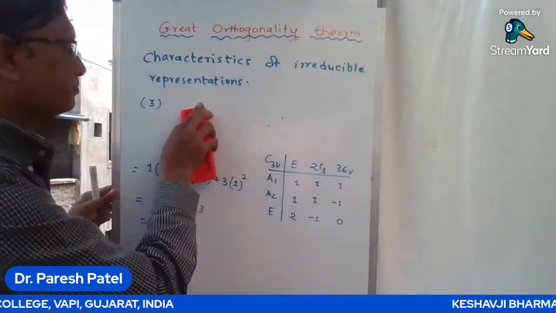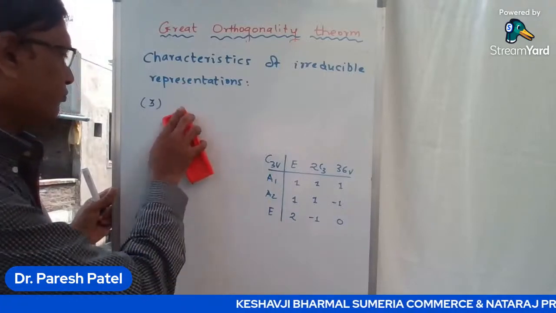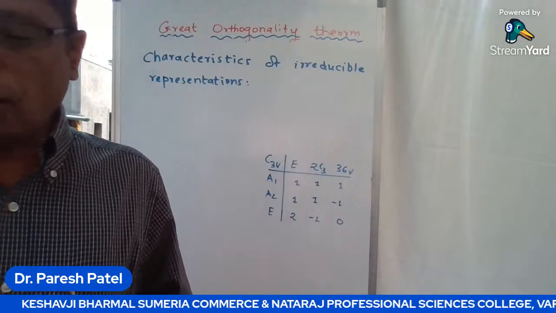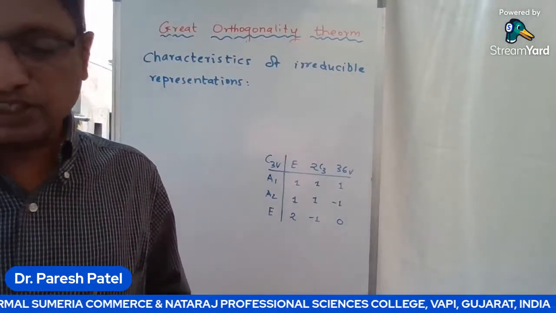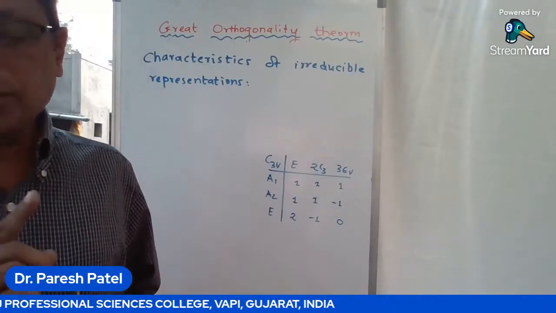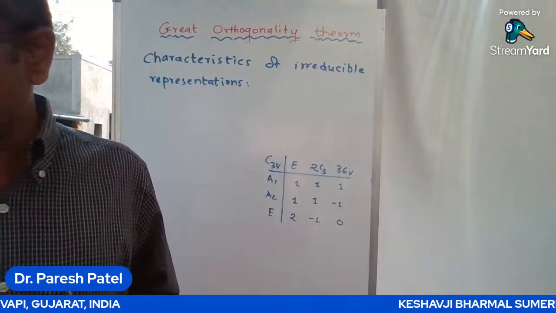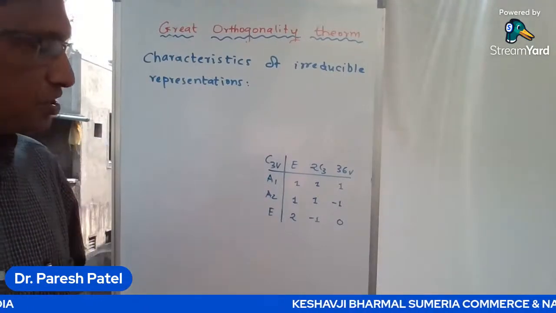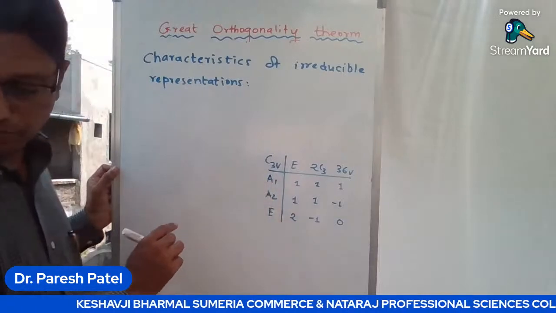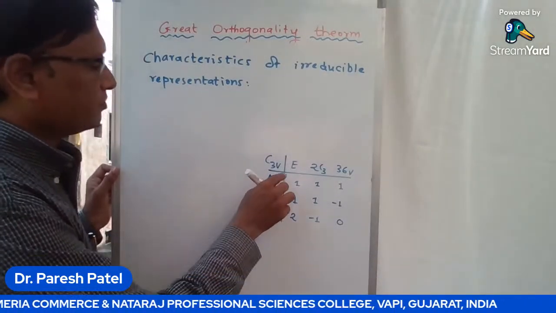Fourth law: the characters of irreducible representations of the same group are orthogonal to each other. For example, if we take A1 and A2, then what will happen?